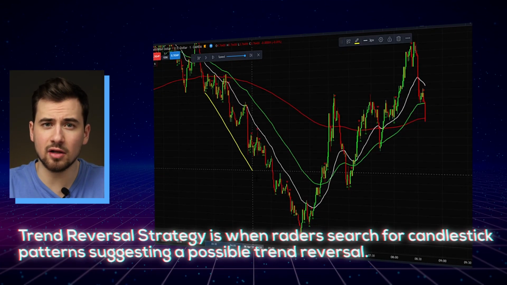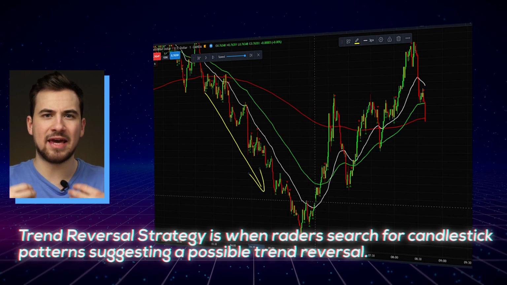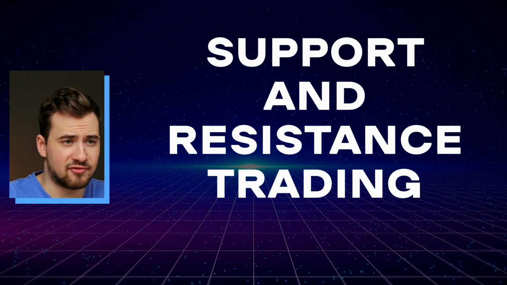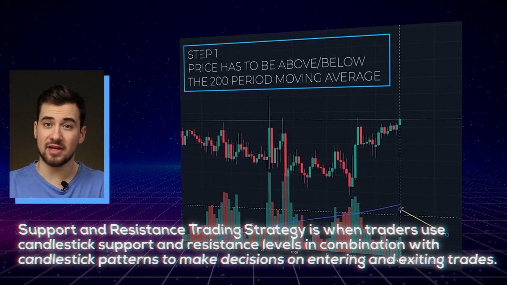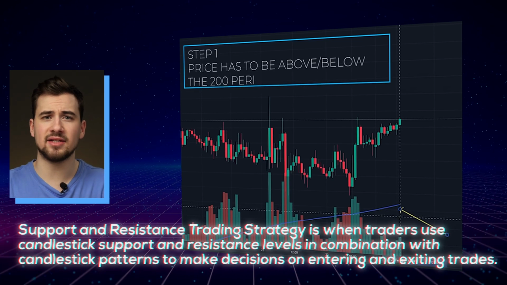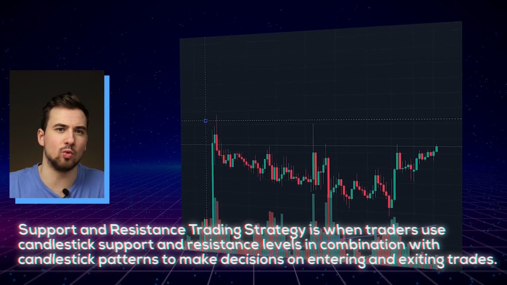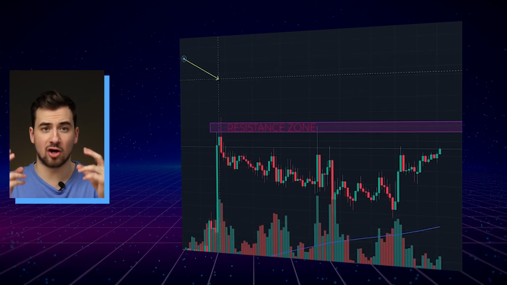Trend reversal strategy. Traders search for candlestick patterns suggesting a possible trend reversal. For instance, the engulfing pattern may indicate a potential change in the price direction. Traders may enter a trade anticipating a trend reversal. Support and resistance trading strategy. Traders can use support and resistance levels in combination with candlestick patterns to make decisions on entering and exiting trades. For example, entering a position when a resistance level is breached after a formation of an engulfing candle.